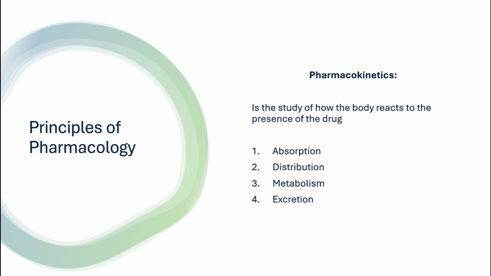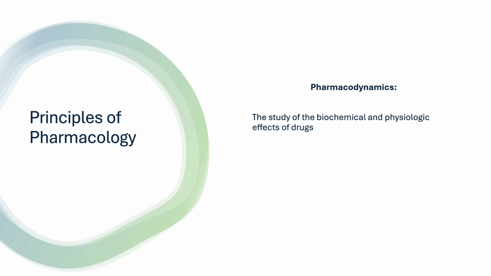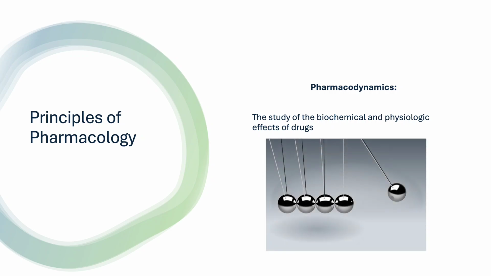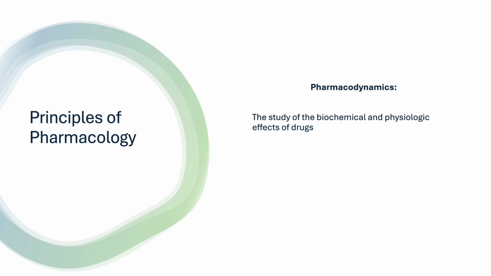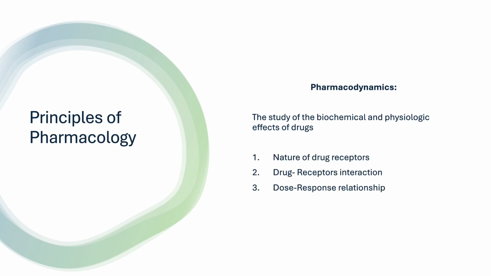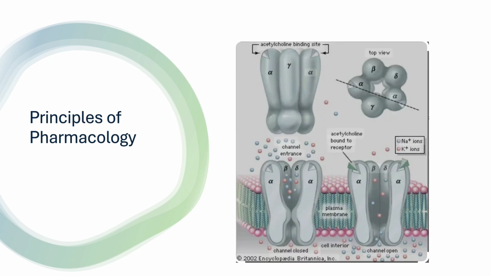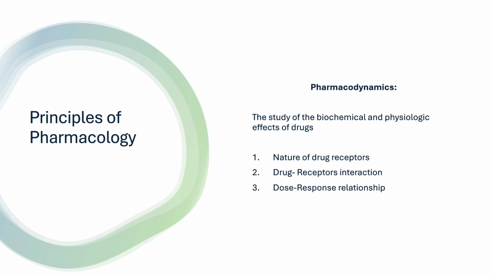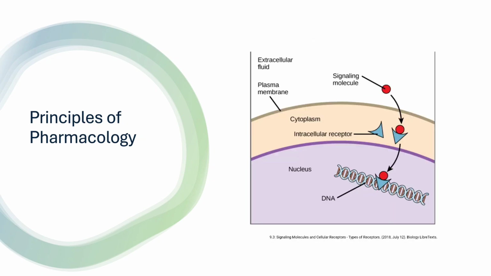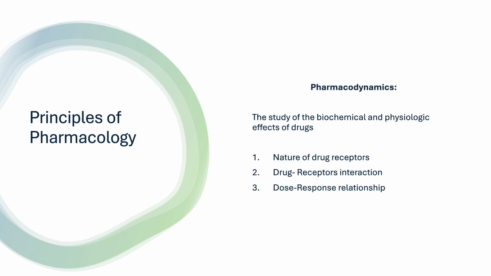The other principle is called pharmacodynamics. It means how drugs affect the body and how the body responds to them. This includes the nature of drug receptors. The receptors can be located on the cell membrane, such as ion channel receptors that work like gates opening and closing to allow ions to pass in or out of the cell. Or the receptors can be intracellular. The drug needs to pass through the membrane to reach its target.